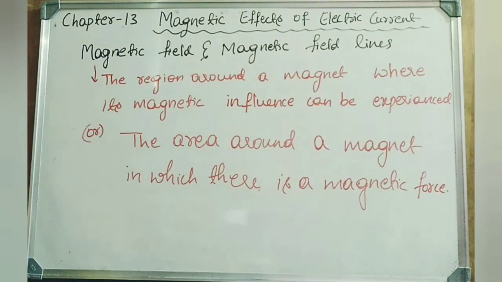Out of that distance it cannot be connected. In the same way, for magnets, there is a boundary. Only within that boundary will it attract the material. In such a way, magnetic field can be defined as the region around a magnet where its magnetic influence can be experienced. Or in other words, the area around a magnet in which there is a magnetic force is called the magnetic field.